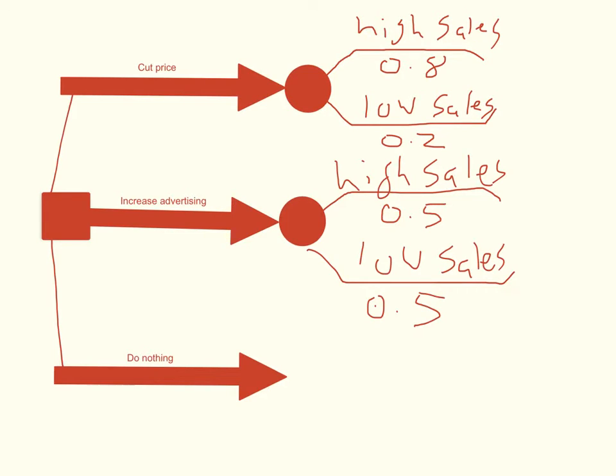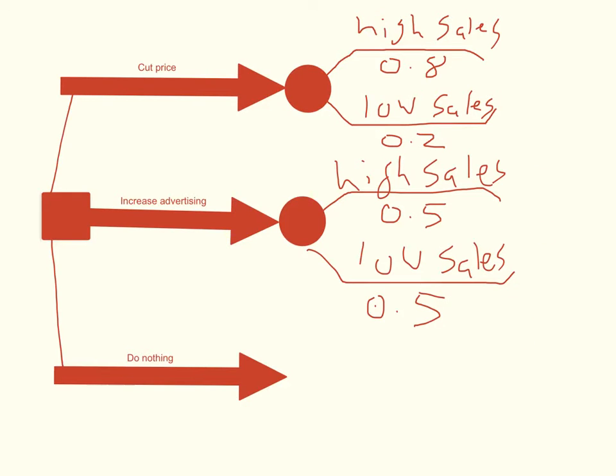So now we have a quick recap. The square to start the decision tree. The options available, which are to cut the price, increase advertising, or do nothing. And then the circle signifies that there are possible outcomes. And we've now put the outcomes on there, which is expressed as probability, which must add up to 1. So each outcome must add up to 1. So this is one separate outcome, and this is obviously a second outcome because it's for a different option.